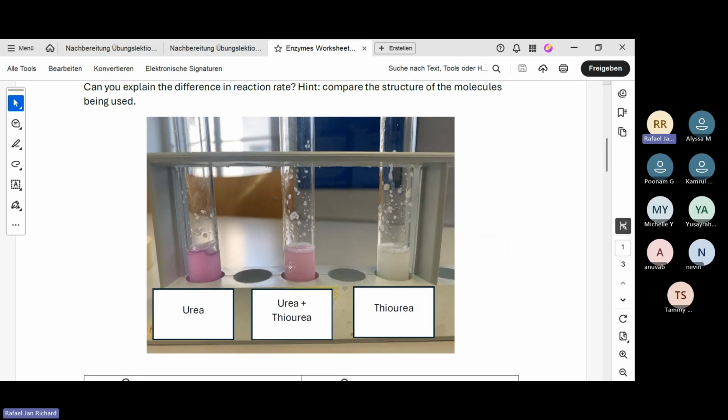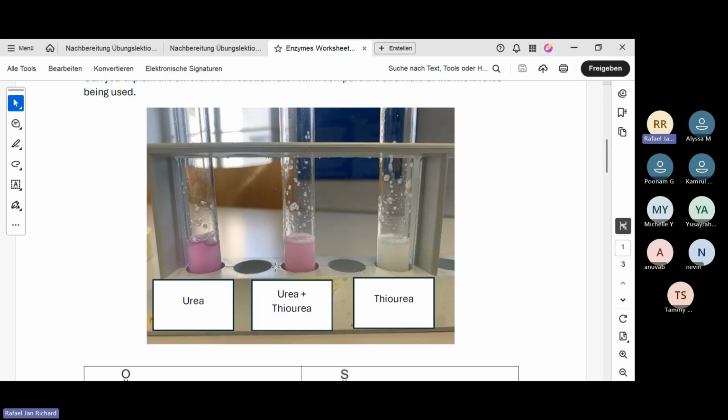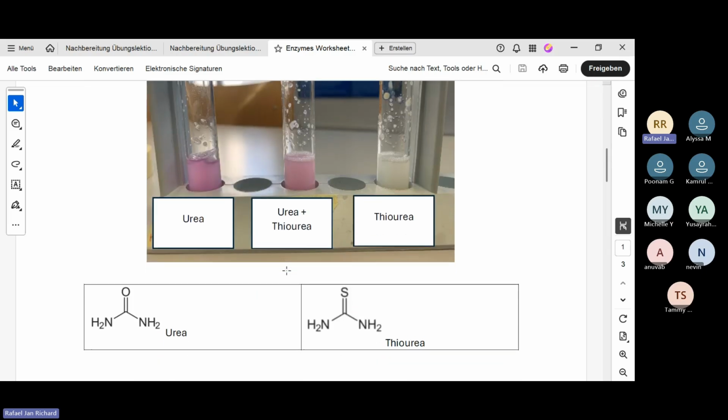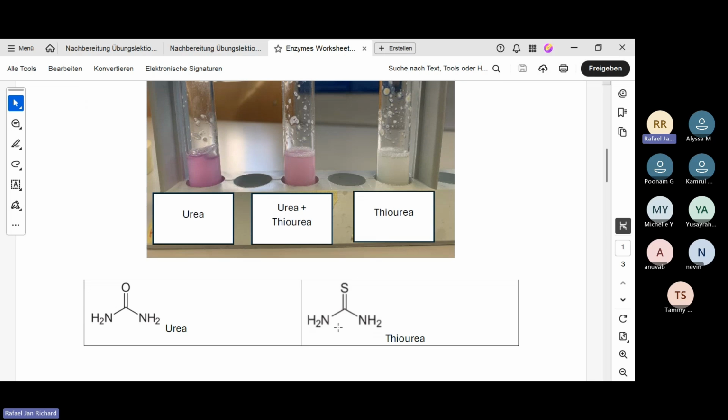And now look at the color change. Do you see a difference between the first and the second one? And do you have a guess why this is the case when looking at the different molecular structure of thiourea and urea? You can write your answers in the chat.